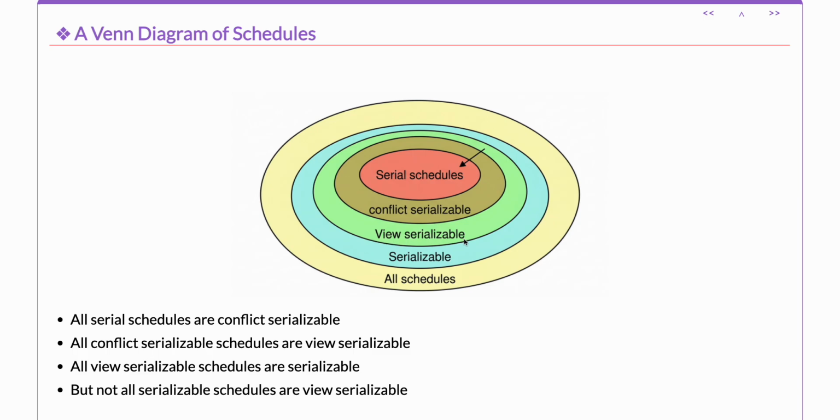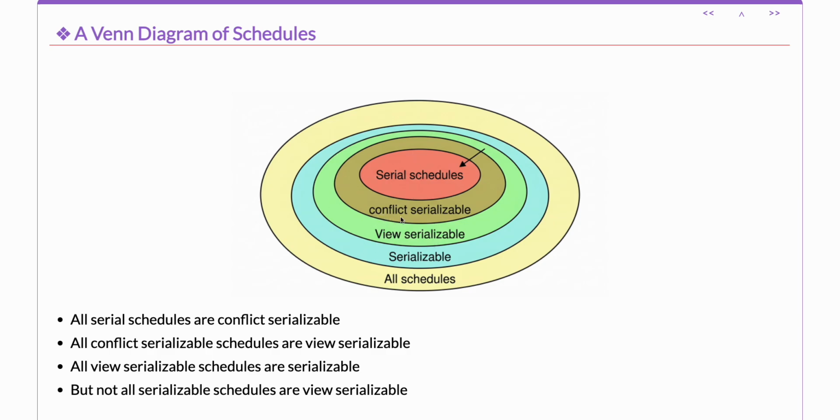So basically, these are the conservative tests. So if something is conflict serializable, it is definitely view serializable. However, if something is view serializable, we cannot say the reverse is true.